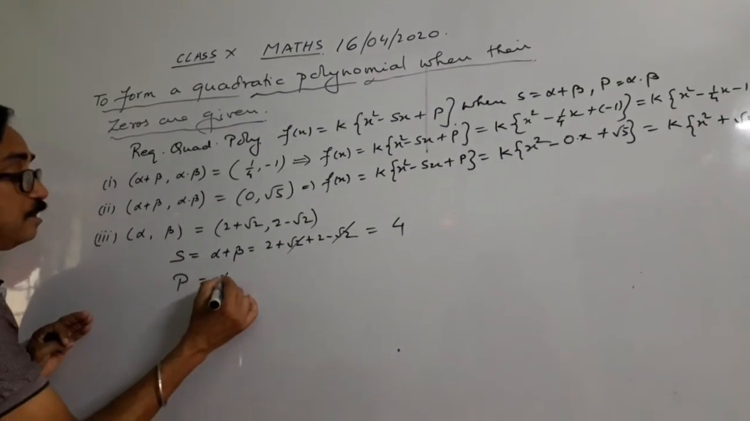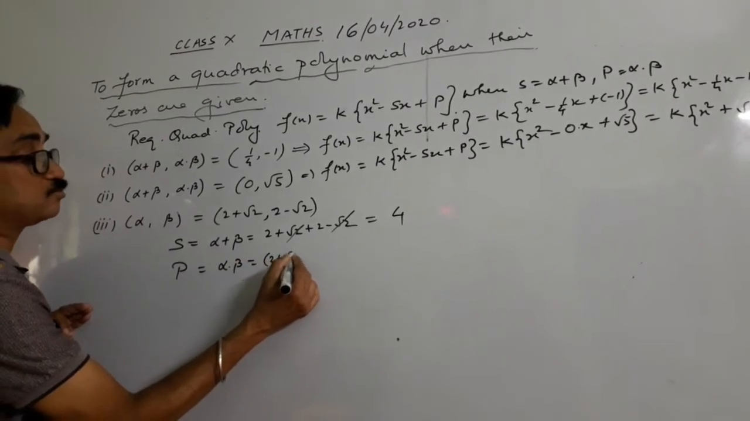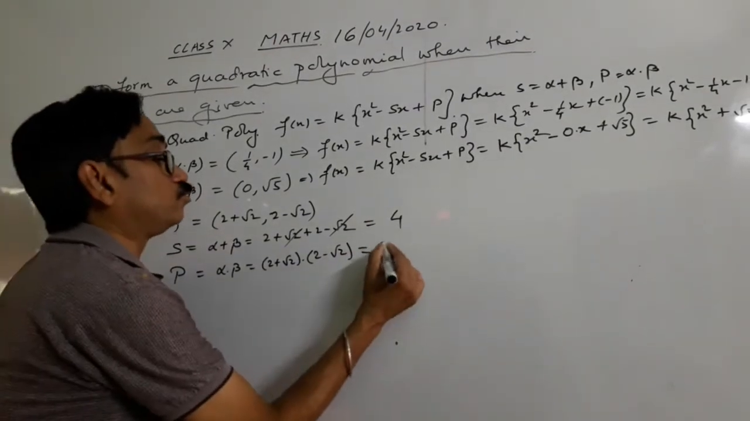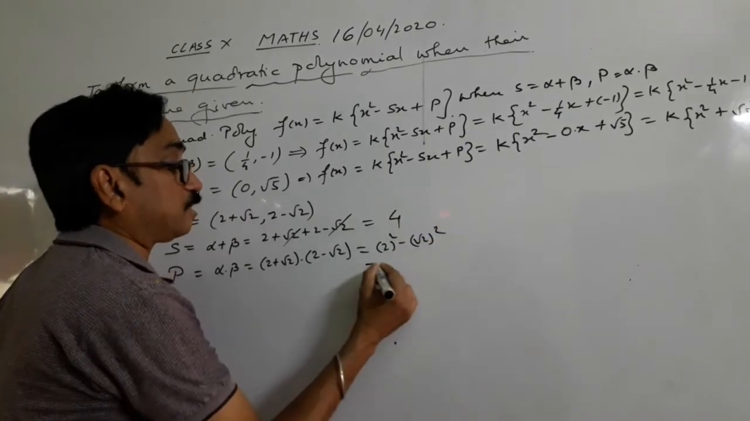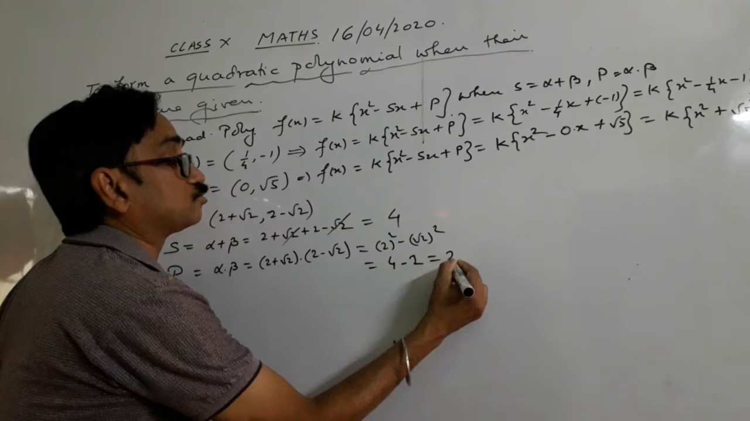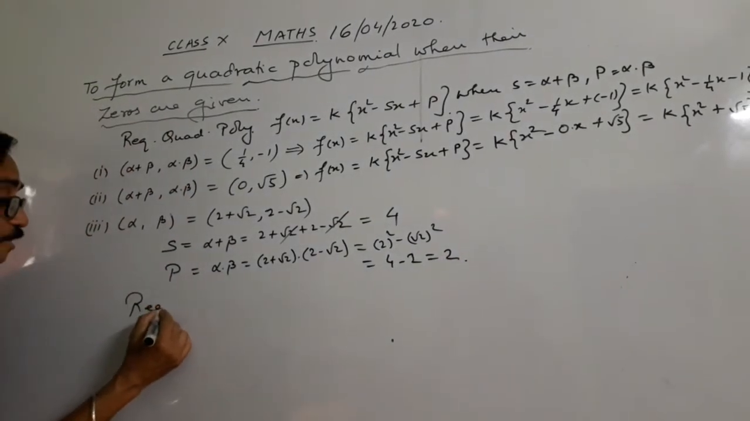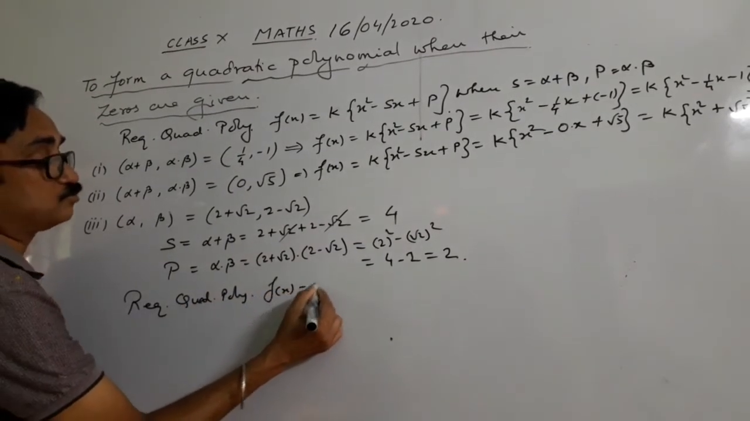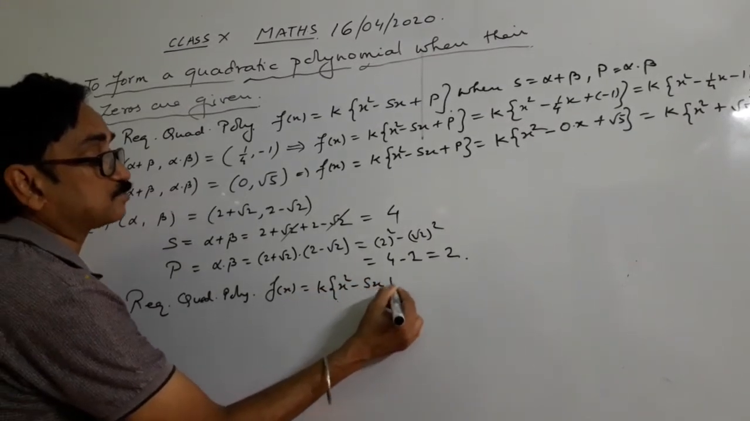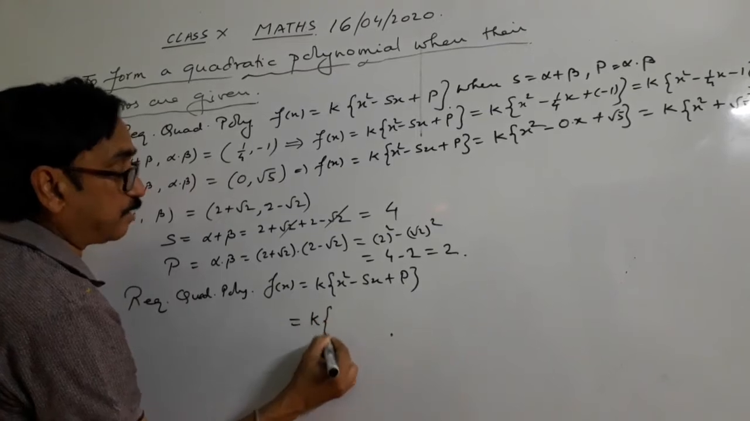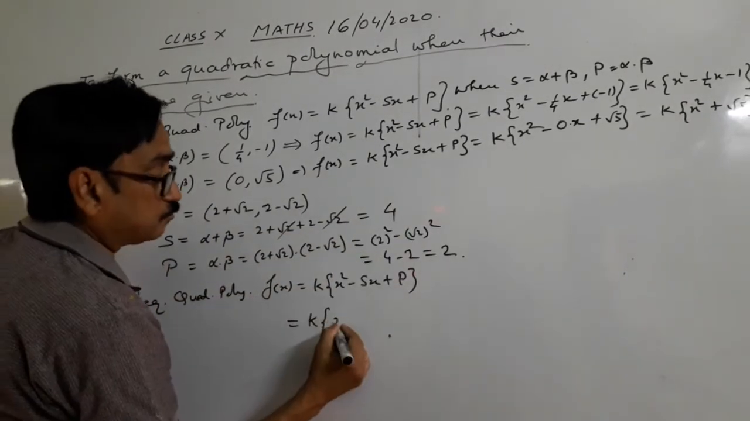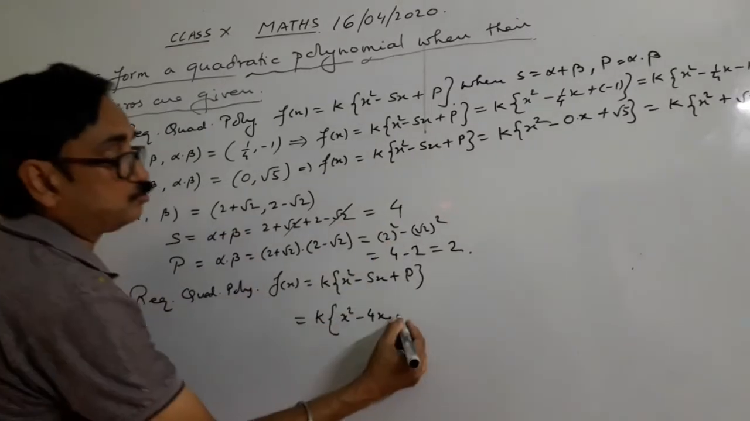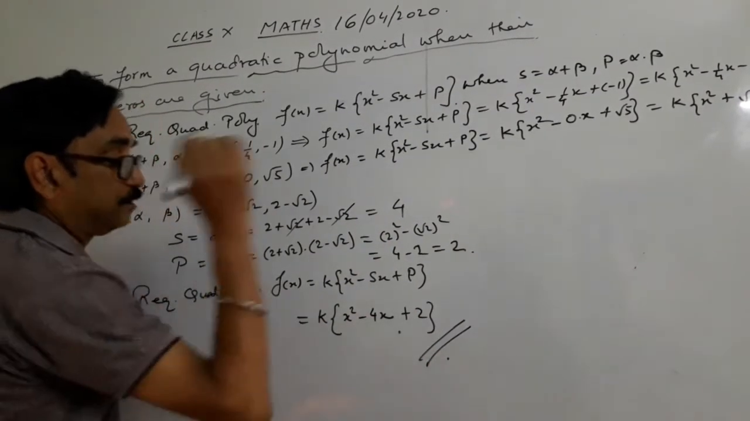Now in the same way, the product alpha into beta equals 2 plus root 2 into 2 minus root 2. So we get it in the form of a plus b into a minus b: 2 square minus root 2 the whole square, a square minus b square, 4 minus 2 equals 2. Now the required quadratic polynomial will be f of x equals k into x square minus sx plus p. As we calculated the value of s as 4, we replace it here, and as we got the value of the product as 2, this will be our required quadratic polynomial.